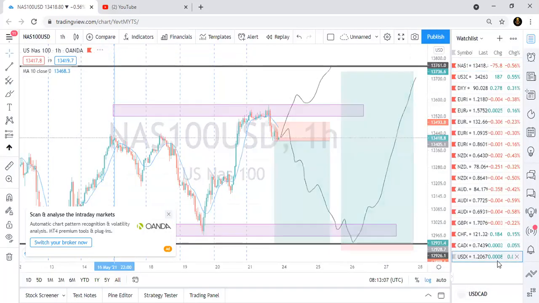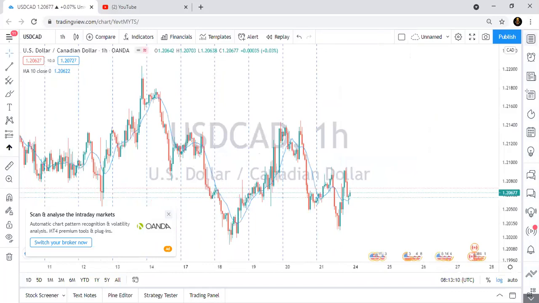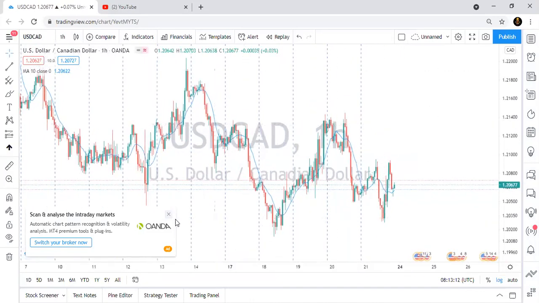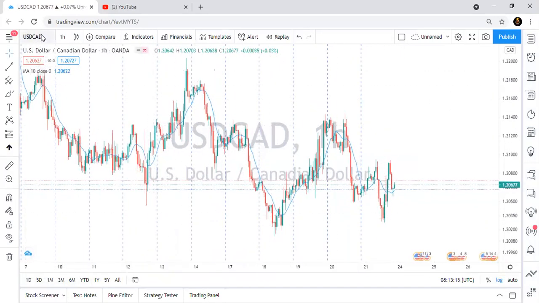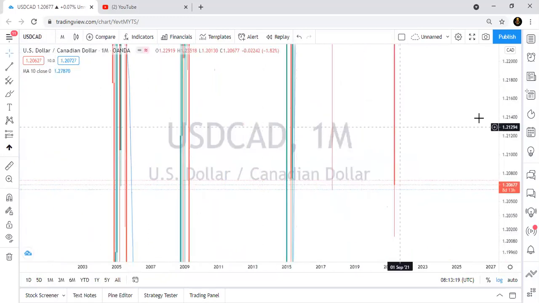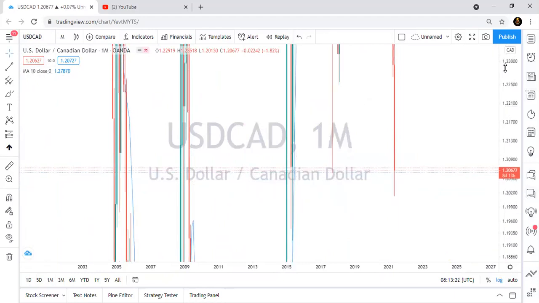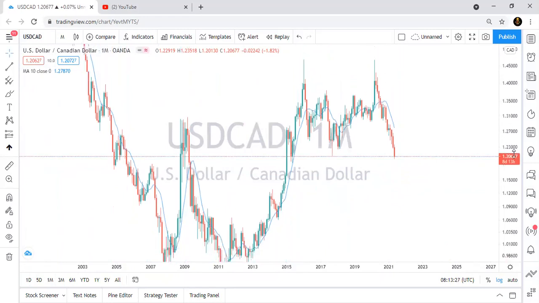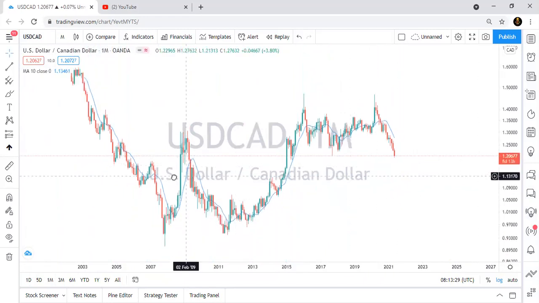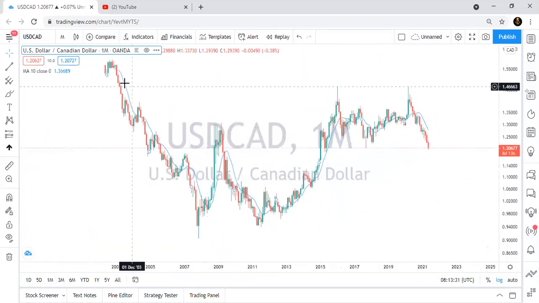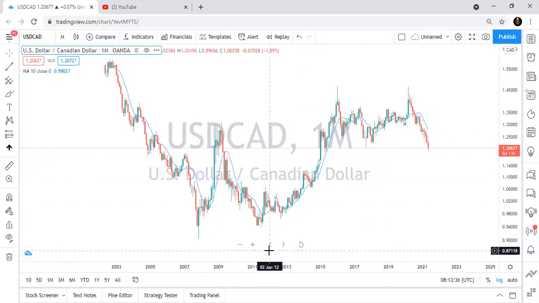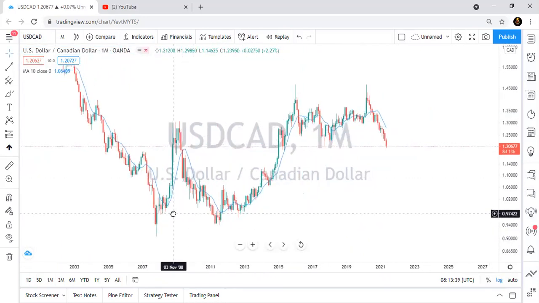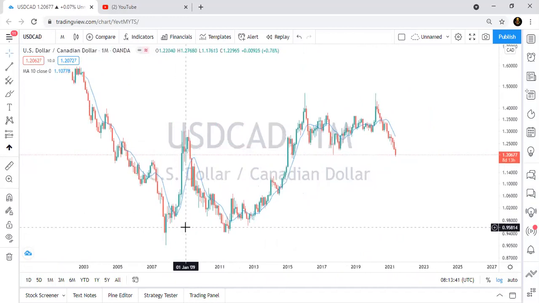So this is USDCAD. But this is a 1 hour time frame. So what I do, let me see my monthly time frame just for me to see what's going on. This is what I see. We see that it has been going down here from 2005, then it went up, then it came down again. So let me break this thing down.